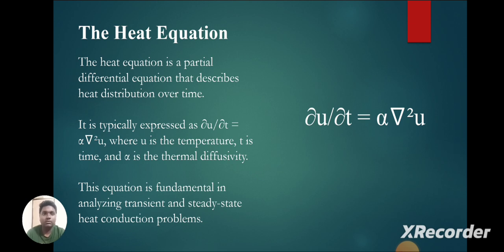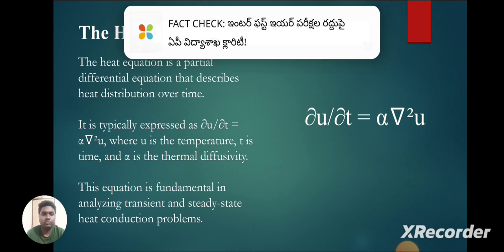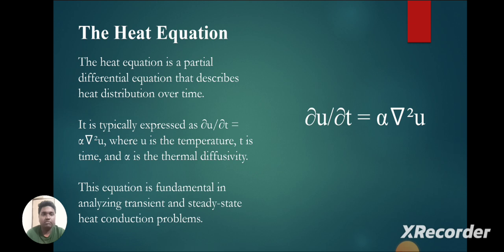The heat equation is the partial differential equation that describes the heat distribution over time. It is typically expressed as ∂u/∂t = α∇²u, where u is the temperature, t is time, and α is the thermal diffusivity. This equation is fundamental in analyzing transient and steady state heat conduction problems. And this is the heat equation.